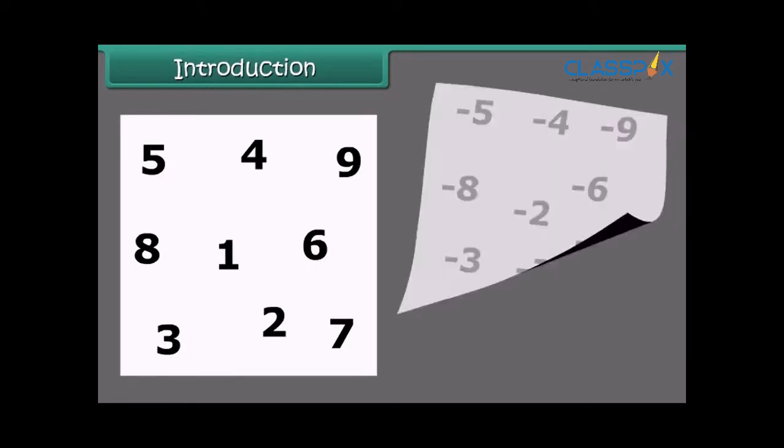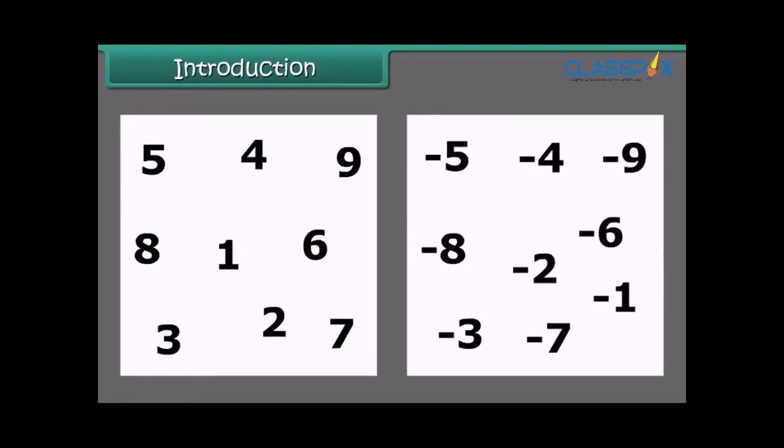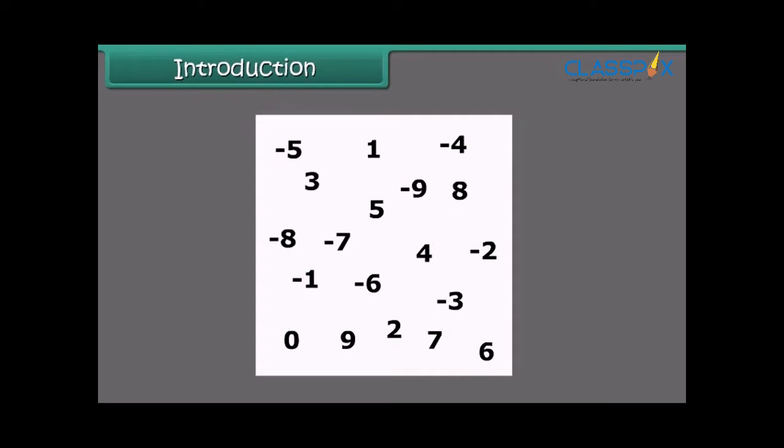Introduction. Students, look at these numbers. These are the whole numbers. Now look at these numbers. These are the negative numbers. But what do we call a bigger collection of numbers which contains whole numbers and negative numbers? Those numbers are called integers. Come, let's learn more about integers.